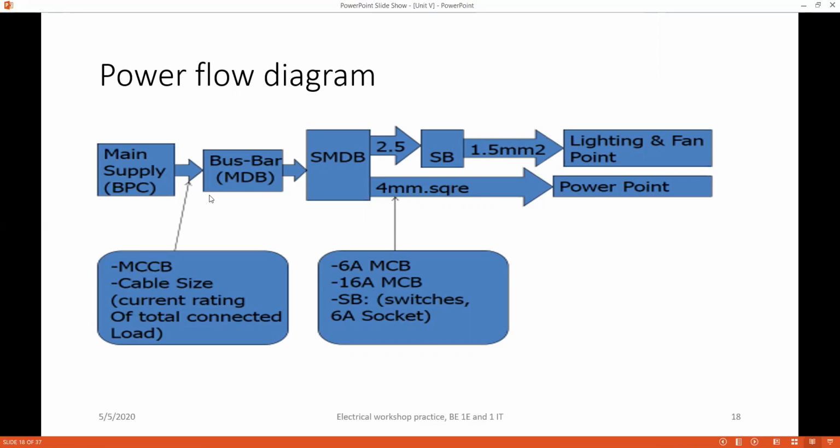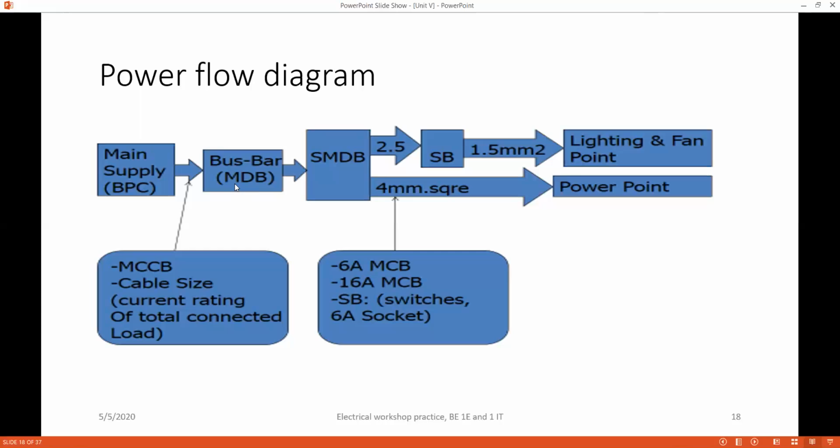Now we can also connect here an ELCB, earth leakage circuit breaker. You can also connect here an RCCB, residual current circuit breaker. These ELCB, RCCB, MCCB are called control gear. Now this control gear size depends upon your connected load. The ratings are given in current carrying capacity. So the size of the cable from the main supply also depends on your total connected load. And then from the bus bar, we have to connect it to the SMDB.